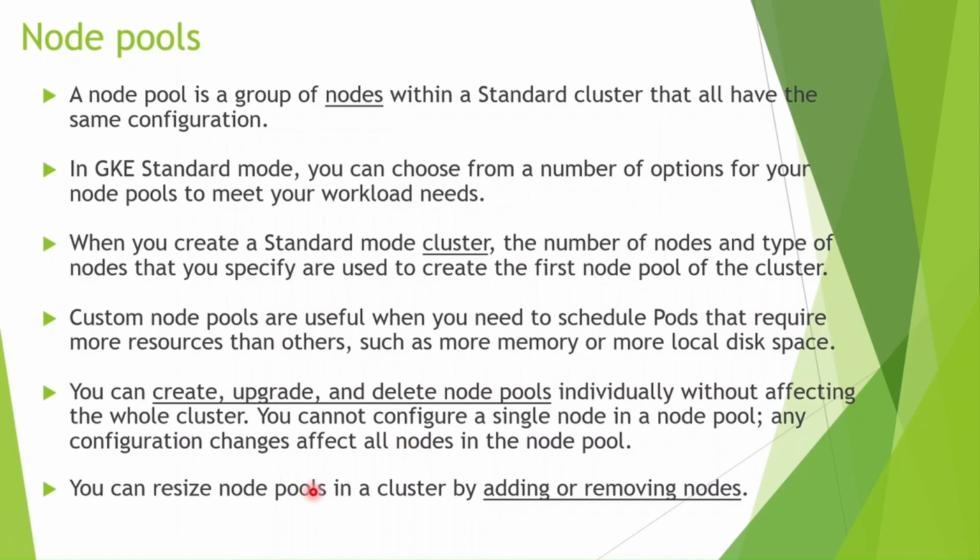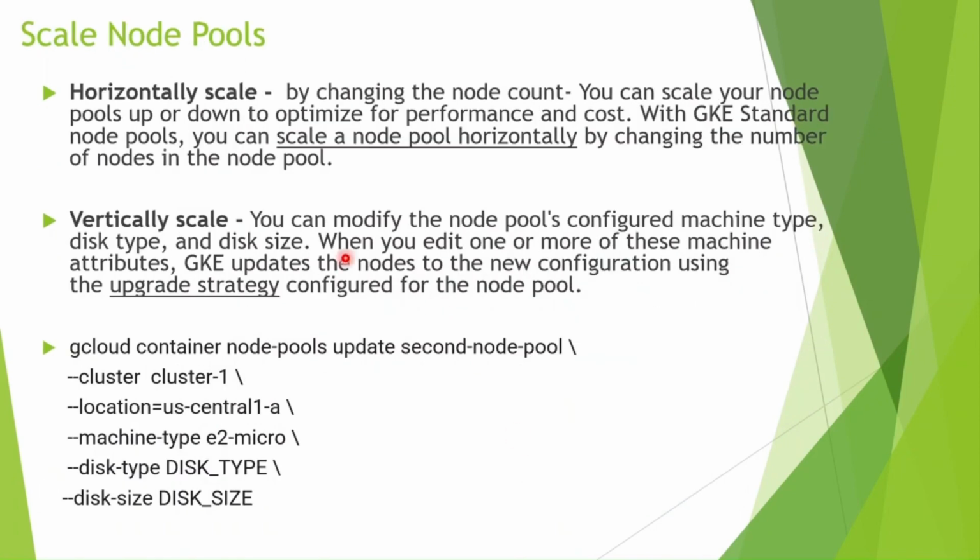And you can resize node pools in a cluster by adding or removing nodes. Suppose traffic is increasing, you want to add more nodes so that your pods can be scheduled. And once the traffic is gone or very low, you want to remove the nodes, so you save cost also. You can do this manually also. You can even use the cluster node autoscaler. Both options we have. So you can scale node pools horizontally. Basically, you change the node count. You can scale your node pools up or down to optimize performance and cost.